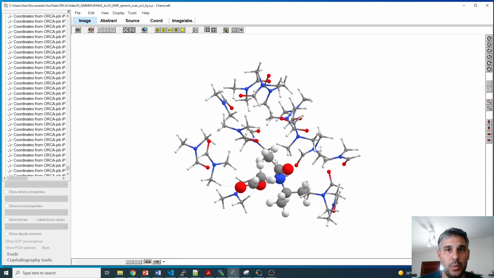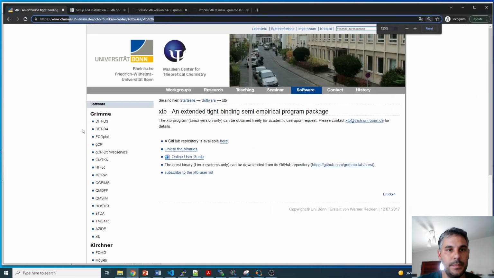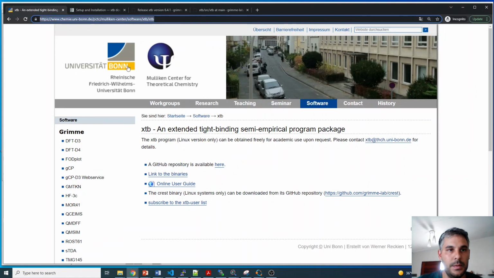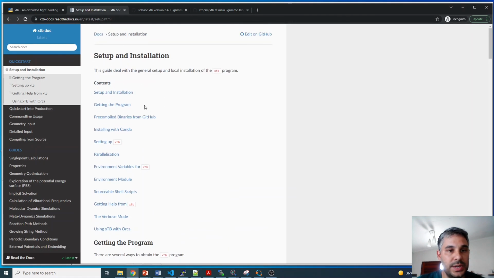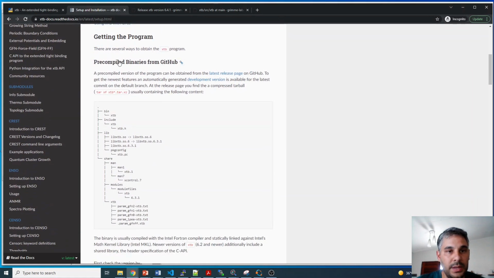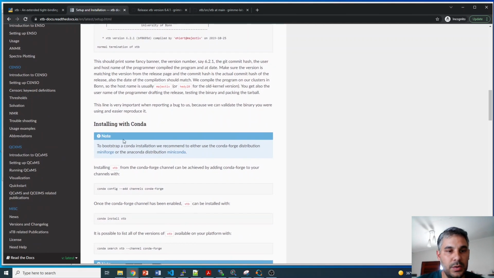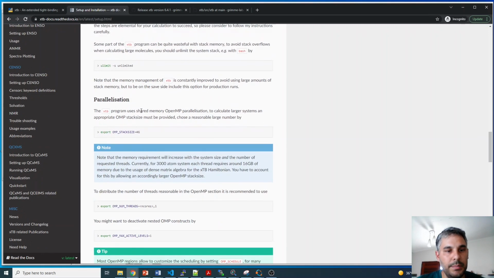So finally, I'm going to show where to get the XTB program from. Here is the address for the XTB program from the Grimme group at Universität Bonn, but you can search this in Google. There's a link to the binaries, and there's a repository in GitHub and the online user guide. This is the online user guide. It will tell you how to get the program. The precompiled binaries you can get from the latest release page in GitHub, which I'm going to show next. And it will tell you other ways of installing the program and how to set it up.